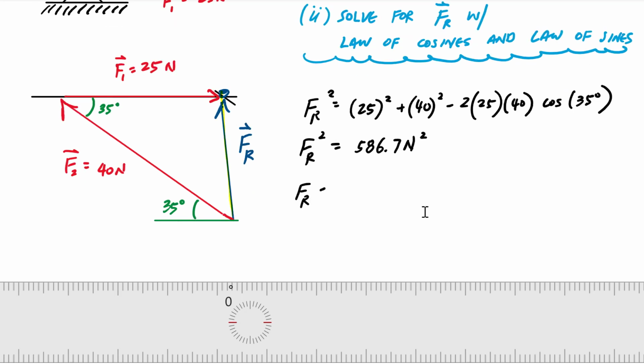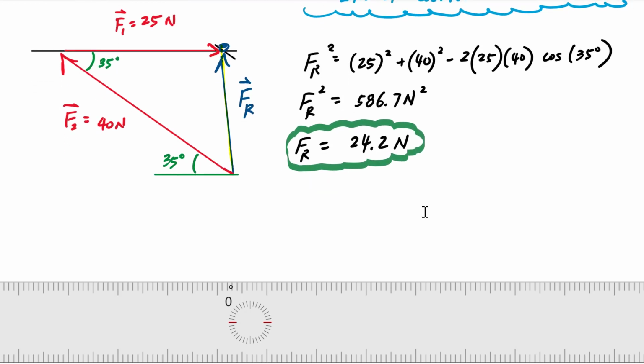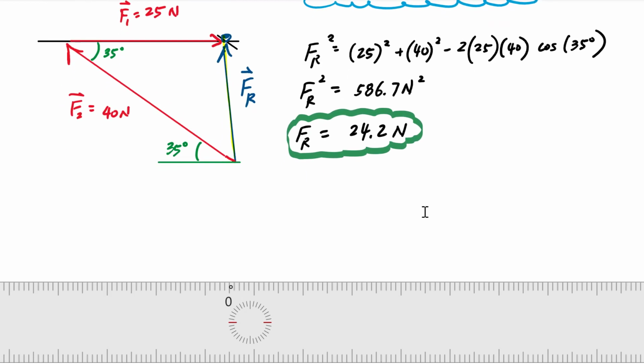I take the square root of both sides here, and this will give me 24.2 newtons. And so this is the magnitude of the force resultant. And then I want to know the angle or the direction of the force resultant. Here is the angle that I really want to solve, because then if I know that angle, I'll call that angle alpha, I can just add that to 35 degrees, and I'll know the angle of the force resultant from the horizontal, like this angle right here. I call that angle theta.